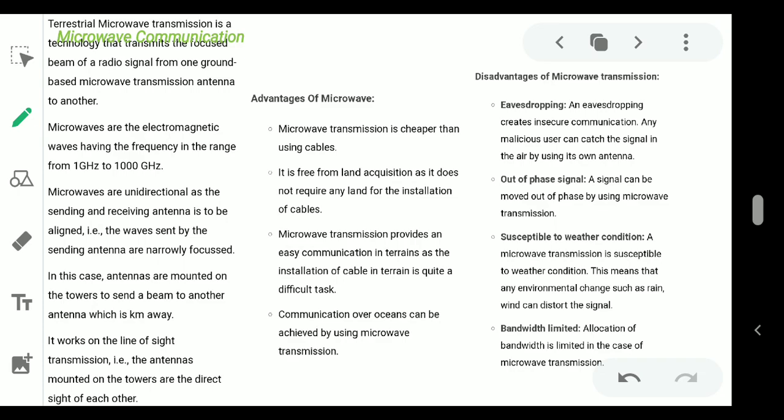Microwaves are high frequency electromagnetic signals used for longer distance communication. The transmission consists of a transmitter and a receiver. What is a transmitter? It transmits the information from one place to another, and the receiver receives that signal, and it requires line of sight between the two. It is less vulnerable to electromagnetic interference and provides greater bandwidth.